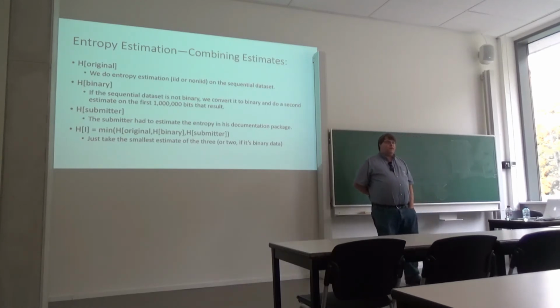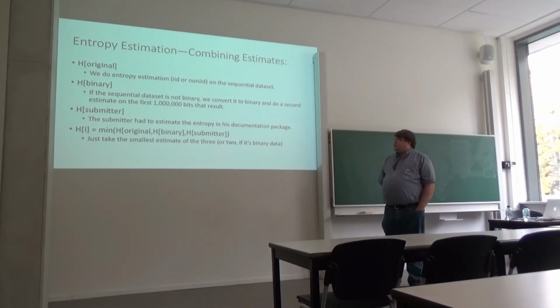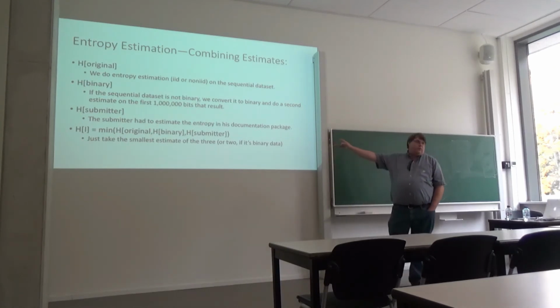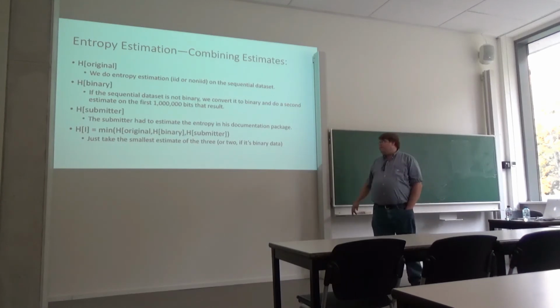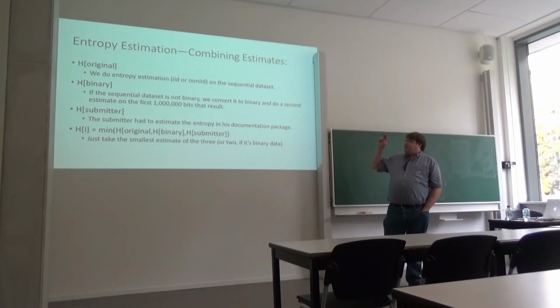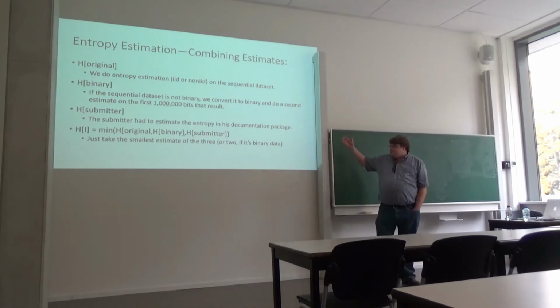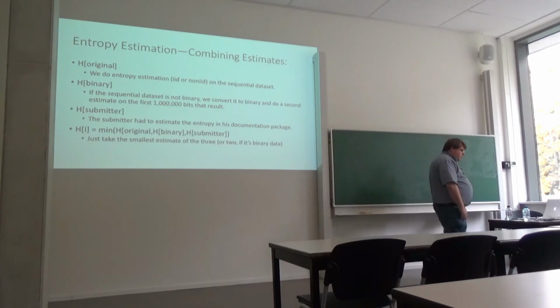The submitter is required to tell us what he thinks he's got in terms of entropy, and he has to justify that. Then we make this h sub I, which is the minimum of all these three, right? Remember, if we're doing non-IID, then we're taking the minimum of a bunch of these estimators, and then we're taking the minimum of that with all these other things, right? So we're trying to edge toward the lowest number that makes sense with the data.